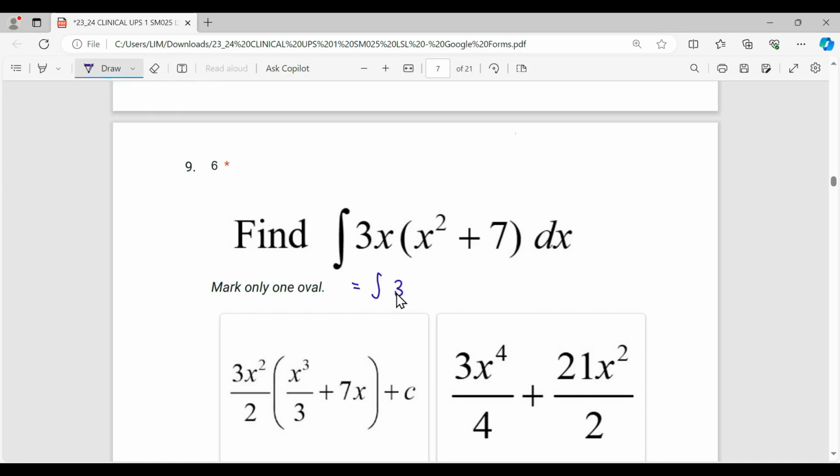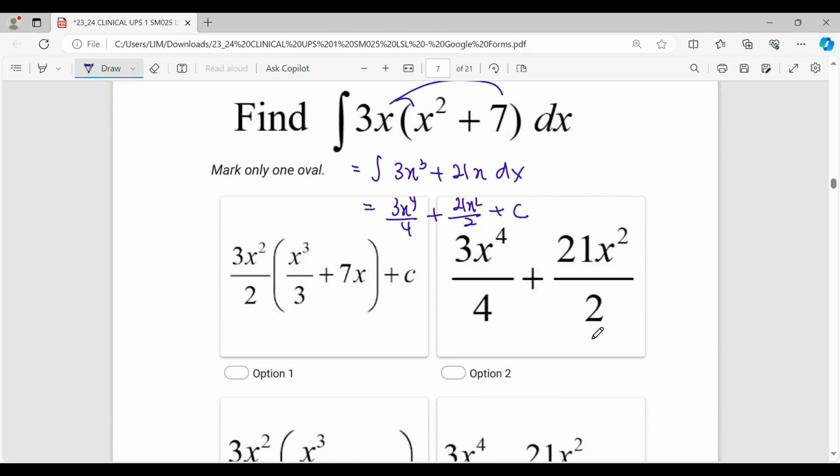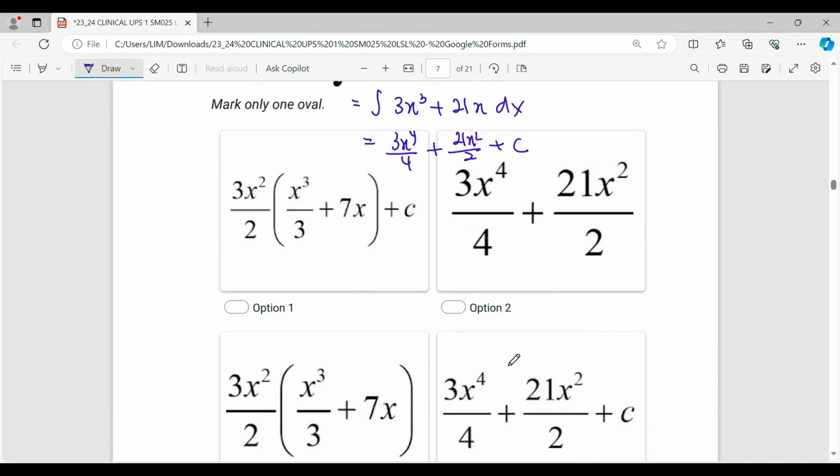We expand first: 3x cubed plus 21x dx. So integrate: power plus 1 over the new power, then power plus 1 over the new power, then plus c. So look at the answer. Our suitable answer will be option 4.